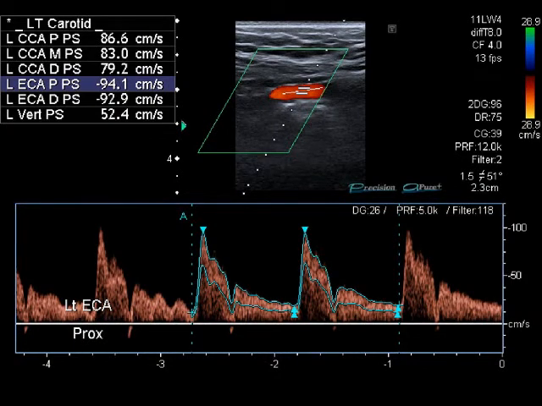Another way to confirm external carotid artery is by tapping at the level of zygoma arch just anterior to the external ear. Fluctuation of the diastolic waveform is called temporal tap.